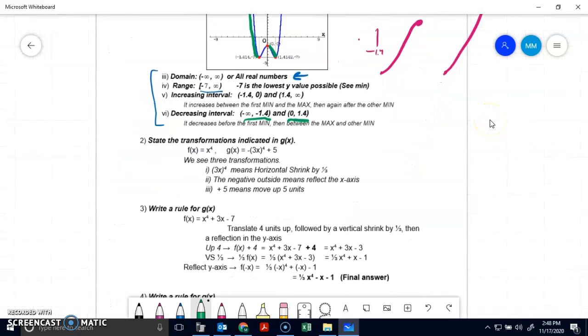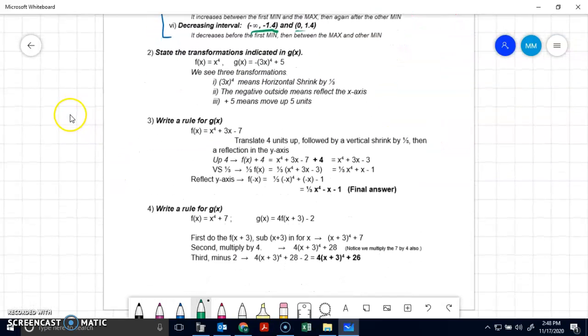We're also going to do transformations. Now this should be easy because it's exactly the same as what we've done. It just has x to the fourth as the parent function. I'm not going to make you sketch these, just identify the transformations. A 3 on the inside means horizontal shrink by 1/3. A negative on the outside, that's a reflection over the x-axis. +5 means up 5. So that should be very easy for us at this point.